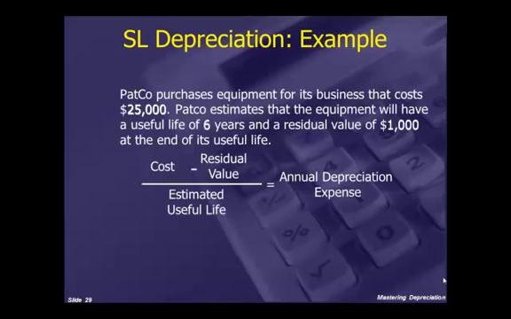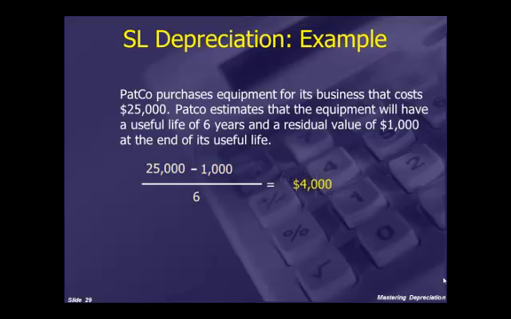Here's an example. Patco purchases equipment for its business that costs $25,000. Patco estimates that the equipment will have a useful life of 6 years and a residual value of $1,000 at the end of its useful life. So the formula is to take cost less residual value, divide by estimated useful life, and that will equal the annual depreciation expense. So the cost is $25,000 in this case. The residual value is $1,000. And the estimated useful life, 6 years. So $25,000 less $1,000 will yield $24,000 as a depreciable base. Divide by 6, and that's $4,000 annual depreciation.